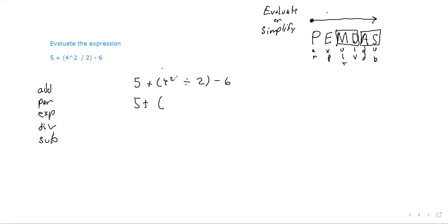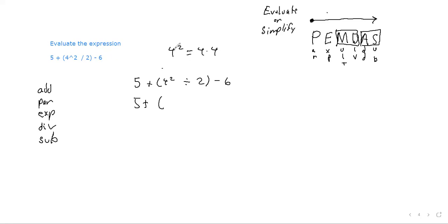Once we get in there, we still have to make a choice. We have exponents because we have a 4 squared and a division. So again, we look at PEMDAS and see what comes first. Going from left to right, we see exponents. We're going to take care of that first. So 4 squared is 4 times 4.